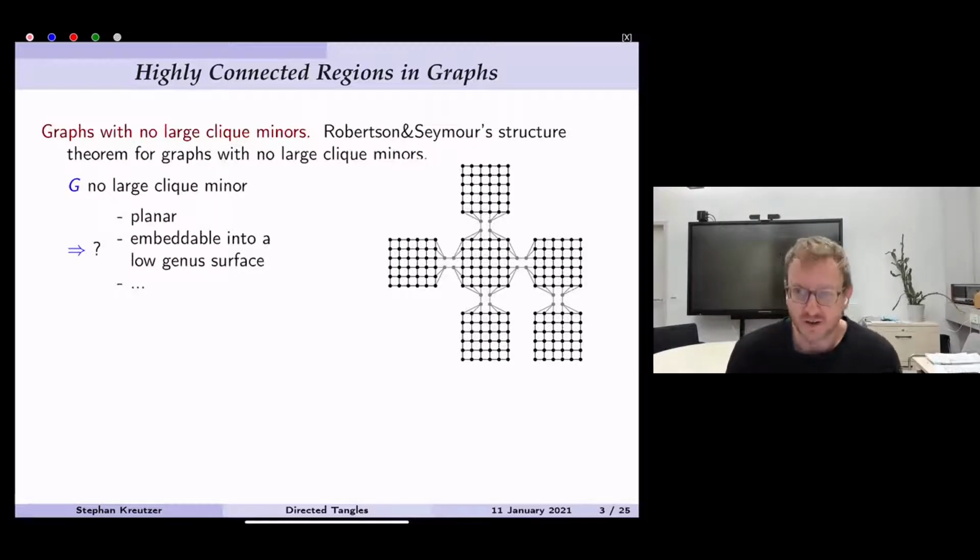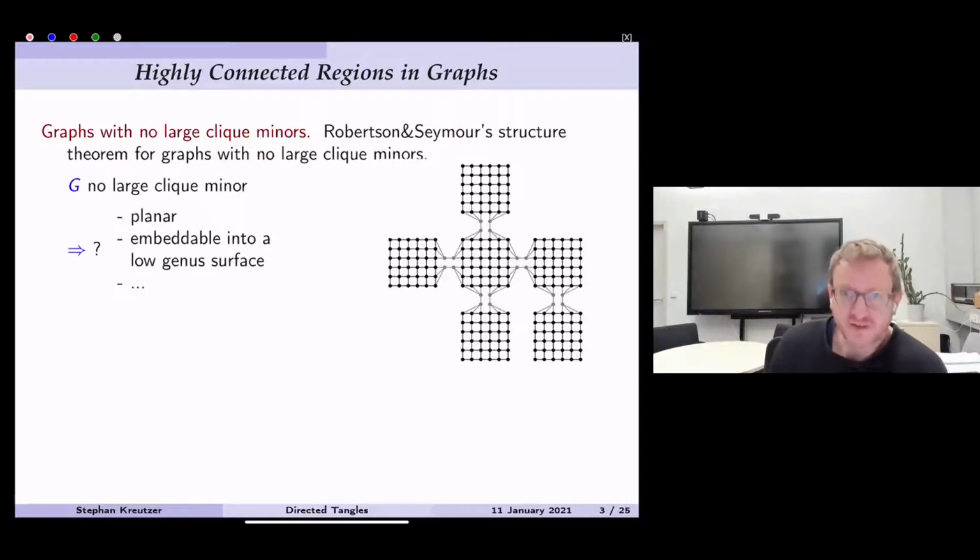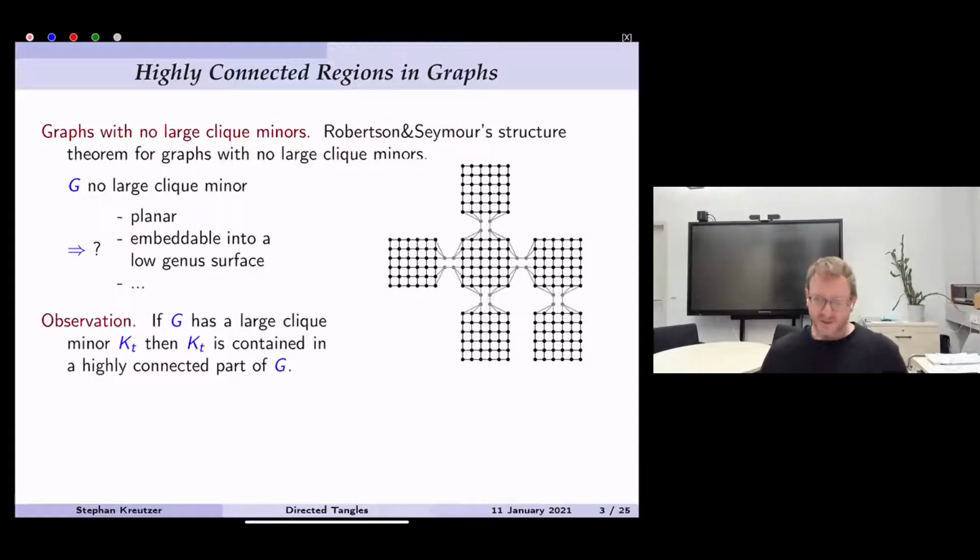Now you could ask to describe your graph in terms of its embeddability into low genus surfaces. But one observation, of course, is if you look at a graph like this and we want to find a large clique minor in it. Here, of course, you wouldn't find any, but if you had a few more edges somewhere in between these things, then possibly you would find one. And clearly, if you're looking for a large clique minor, then the majority of this clique will sit in one of these components.